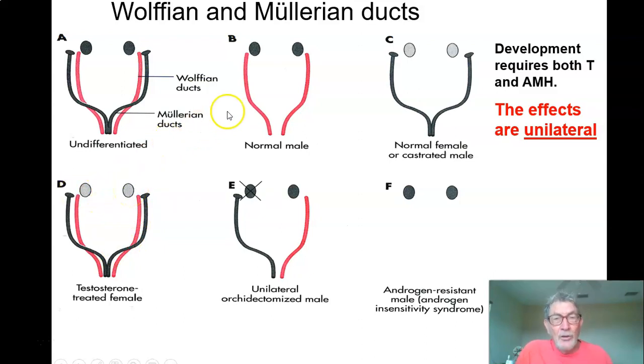Just think, testosterone maintains these, anti-Müllerian hormone gets rid of these, so whatever happens is going to happen. Another interesting thing about this is that it's unilateral. It's hard to understand why it only happens on the side that it happens.